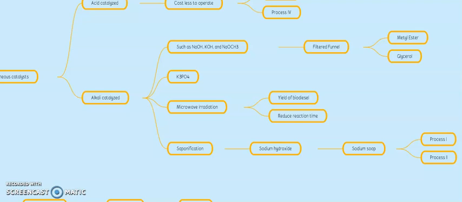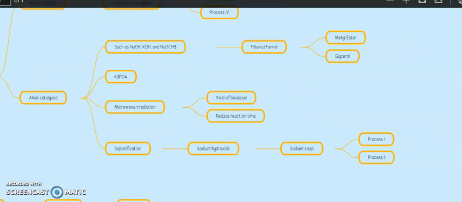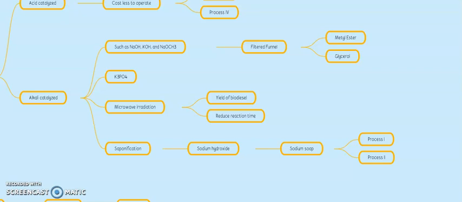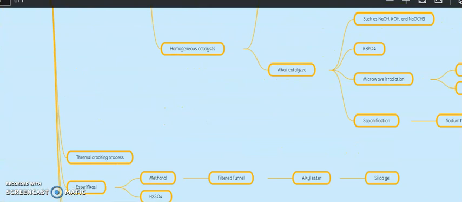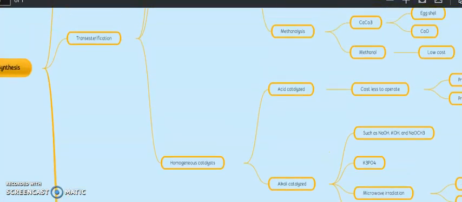And then saponification. Sometimes in saponification we use sodium hydroxide and then produce sodium soap. If the biodiesel has a high saponification number, it is not good, because if the soap content is very high, it is not good for the biodiesel. I think that's about the synthesis of biodiesel.